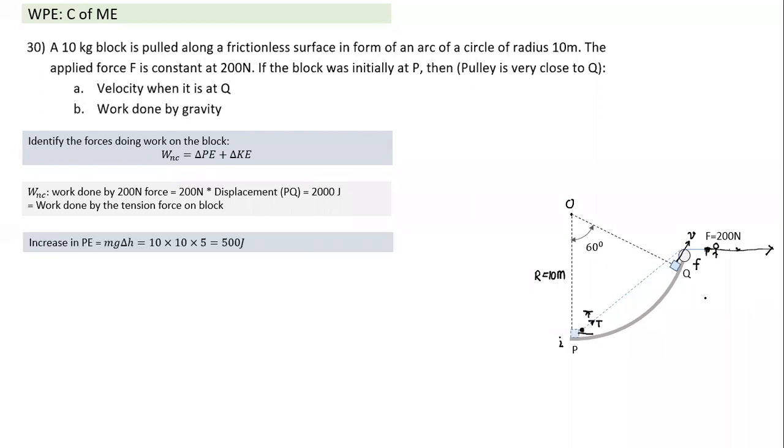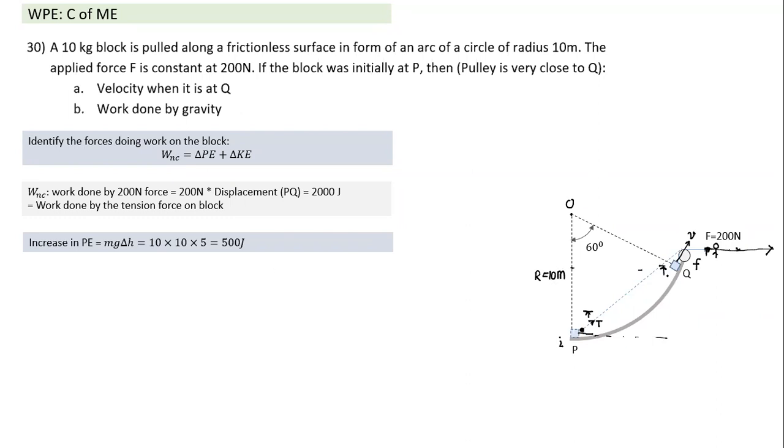What is the increase in potential energy? As far as gravity is concerned, we are only concerned with vertical height, and the block is going up. So potential energy has increased by how much? mg into delta H. What is the height gained here? This angle is 60. Very easily you can calculate. The height will be R by 2, which is 5 meters.